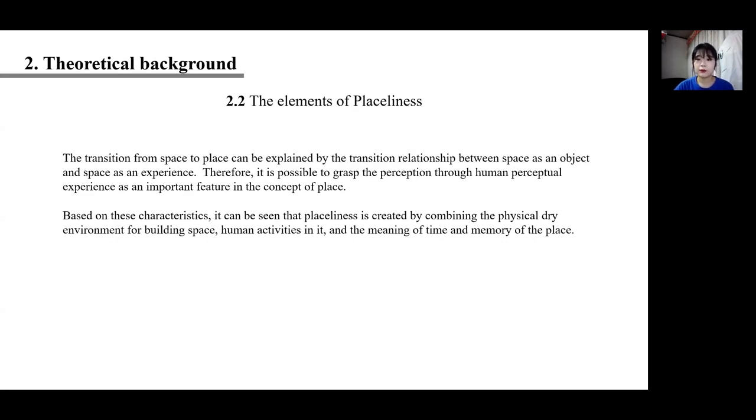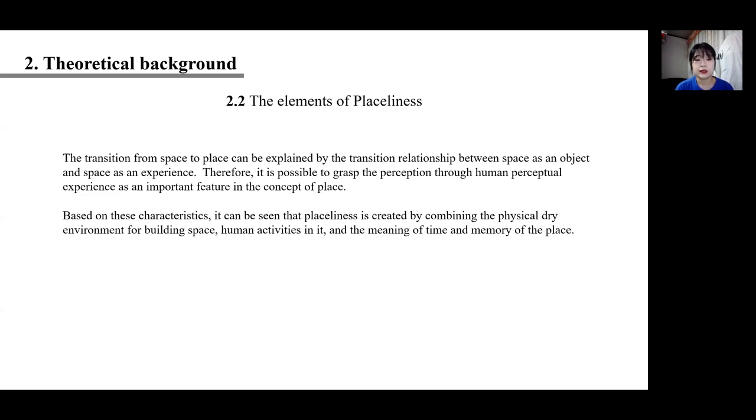The elements of placeliness. The transition from space to place can be explained by the transition relationship between space as an object and space as an experience. Therefore, it is possible to grasp the perception through human perceptual experience as an important feature in the concept of place.